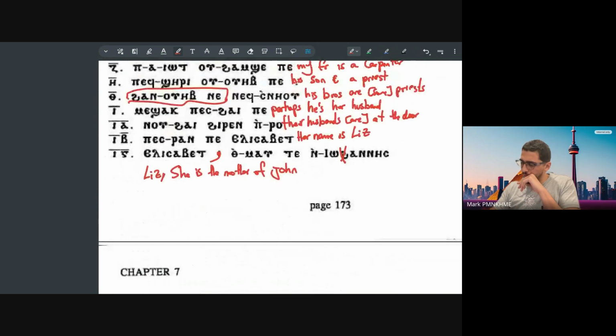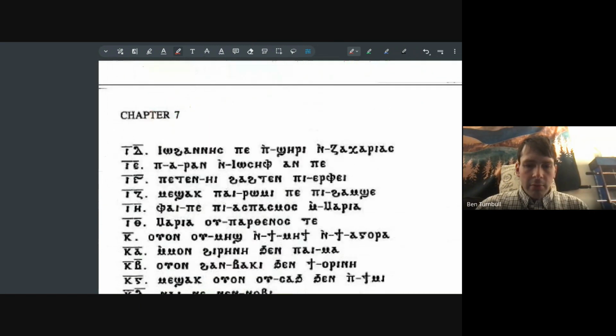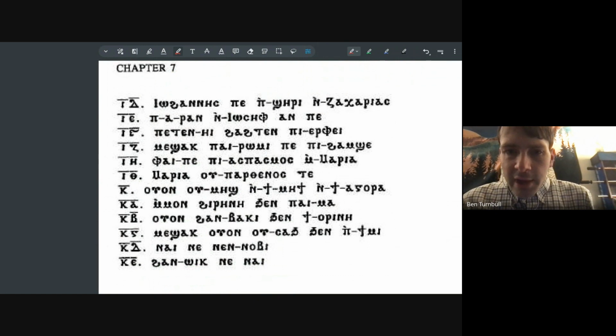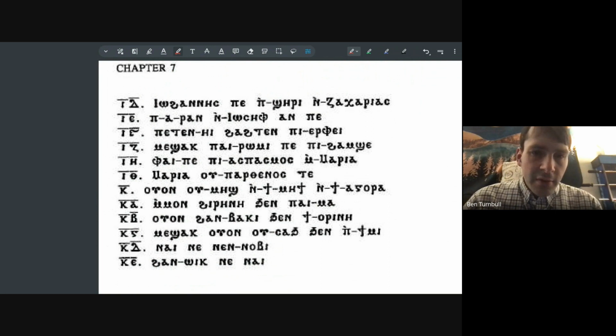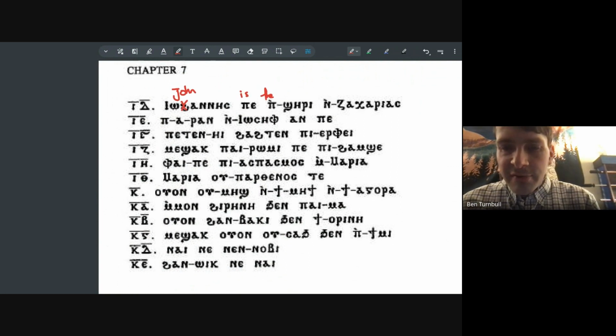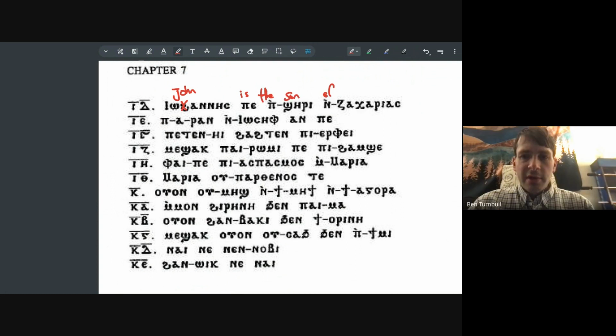I think two more for you. Okay, sure. Let's see. So Johannes, one more, I think. Johannes pe Epsheli and Zacharias. Or Zacharias. So John is the son, or little child. John is the son of Zachary. Yes, of Zechariah. Zach. Sure. There we go.